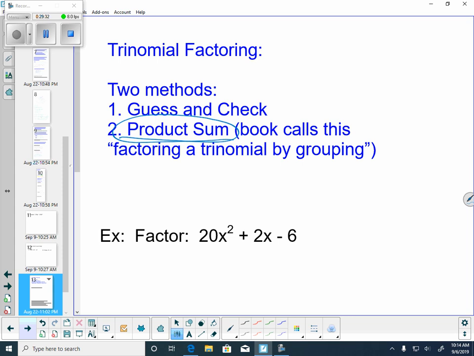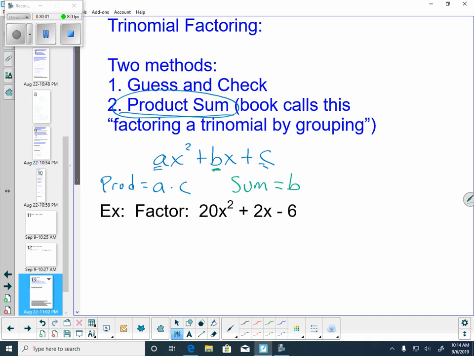Yes. So if I want to factor a quadratic trinomial of the form ax squared plus bx plus c, then the product is going to be the A times the C, and the sum is going to just be the B. This is called the product sum technique for factoring the quadratic trinomial. Let's try it out really quickly with this one, and then we're going to take our quiz.